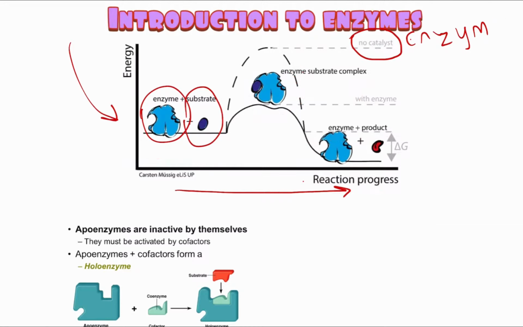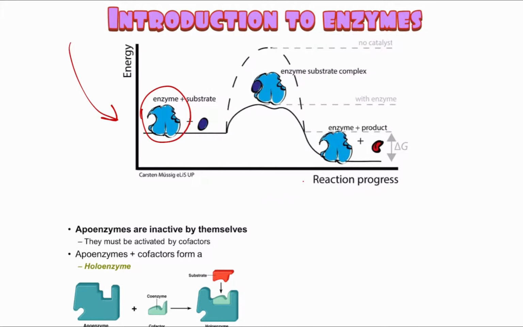When an enzyme binds with the substrate, that's called the enzyme-substrate complex. Pretty easy, right? To our right at the end, we do see the result, which is the enzyme unbinding, and then we have the product.